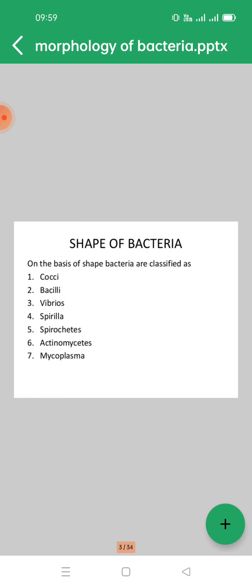Shape of bacteria. There are a lot of shapes. They are classified based on the following shapes, that is cocci, bacilli, vibrios, spirilla, spirochetes, actinomycetes and mycoplasma. These are a few shapes of bacteria.